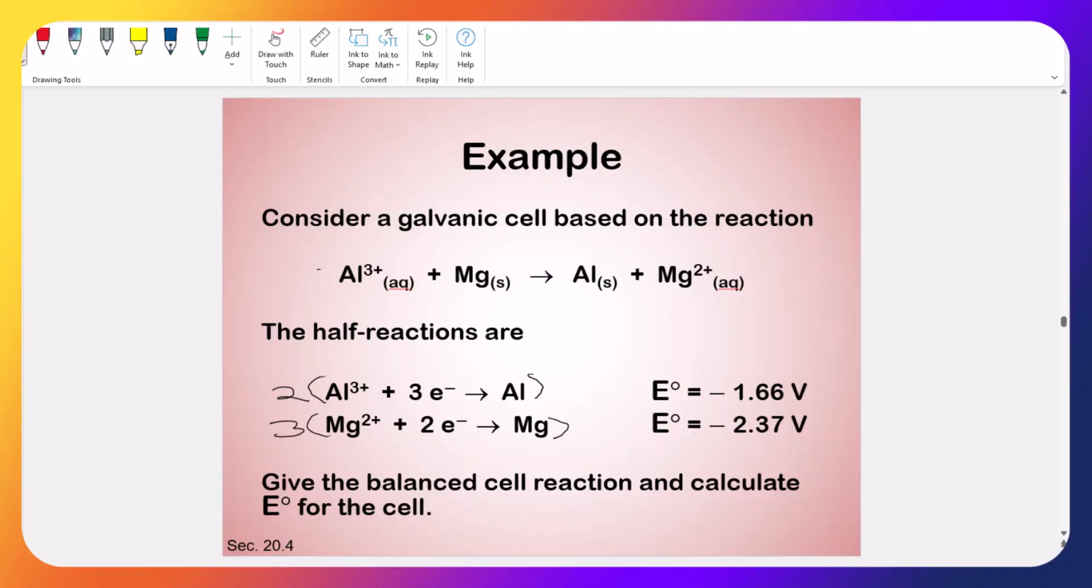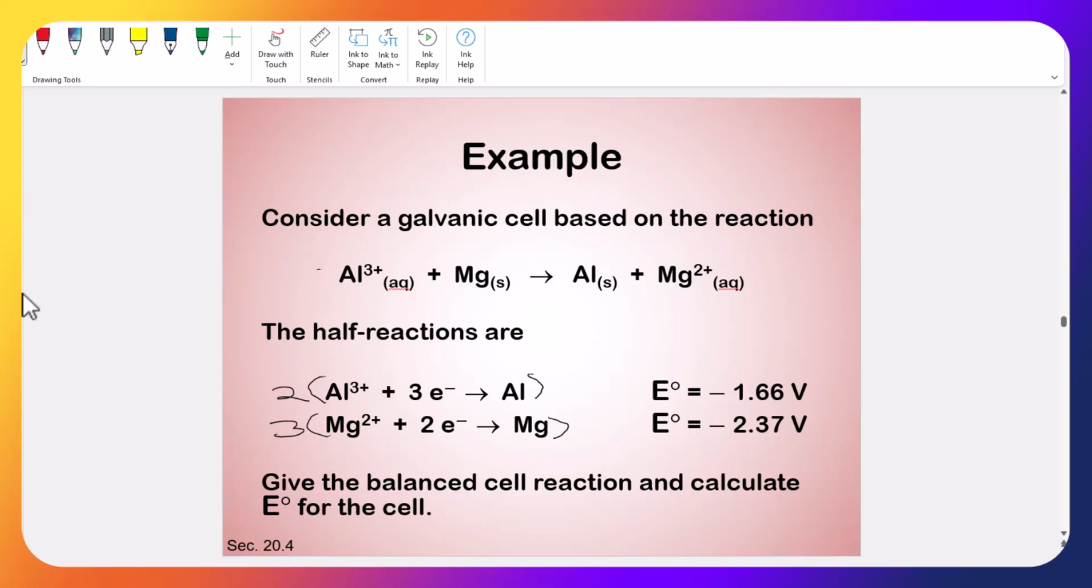Okay, consider a galvanic cell based on this overall reaction. So we've got aluminum plus 3. It's going to be reduced. Magnesium is going to be oxidized. How can I tell that? Because on the product side it has +2, so I know it's going to be oxidized. And then aluminum's reduced. I know that because it's got 0 charge on the product side and a +3.